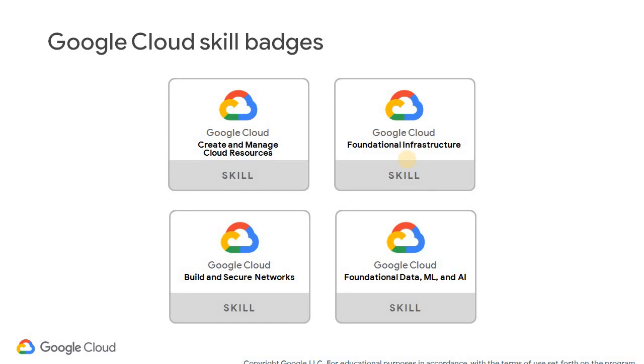The badges require you to complete 4 quests. The first one is create and manage cloud resources. The second is perform foundational infrastructure tasks in Google Cloud. The third is build and secure networks in Google Cloud. The fourth is perform foundational data, ML (machine learning), and AI (artificial intelligence) tasks in Google Cloud. Each quest consists of a set of hands-on labs, and these will be completed during the course. However, these are only stepping stones to prepare you for the final challenge lab for each quest.